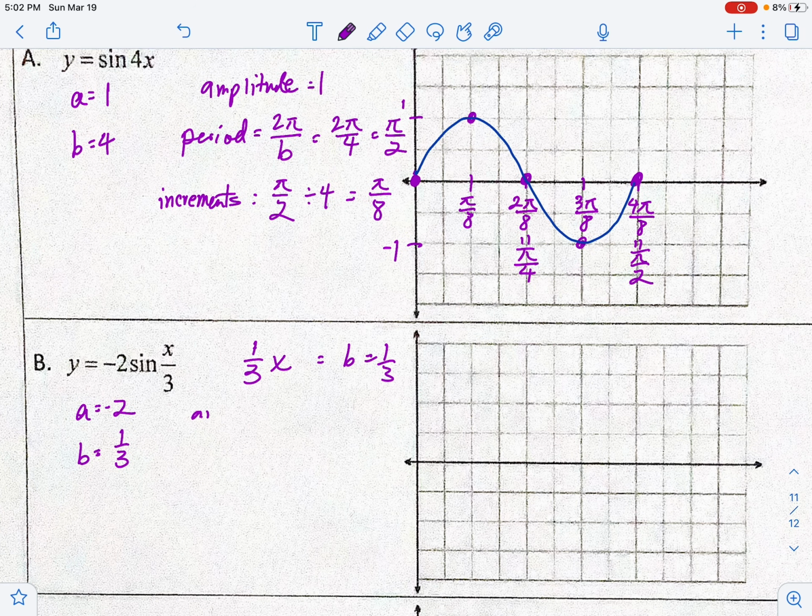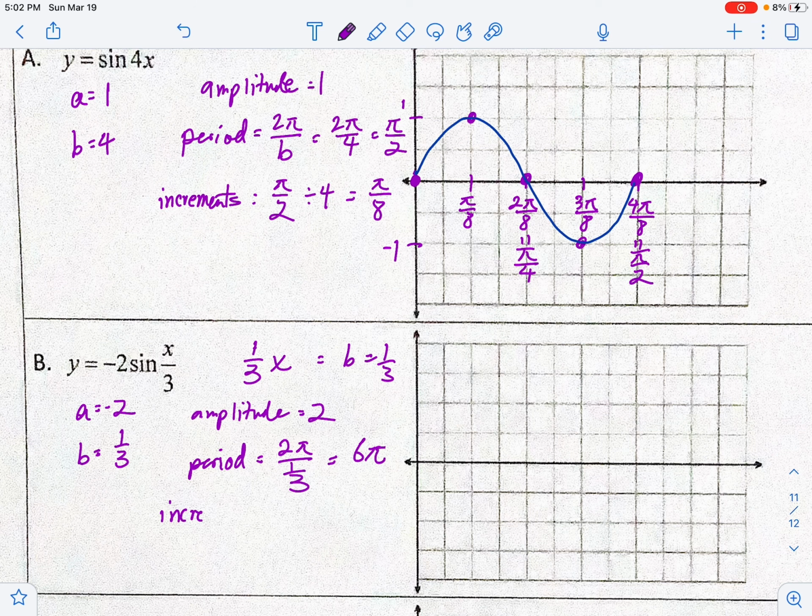So amplitude will be a distance of 2 from the middle of the graph. My period will be 2 pi divided by 1/3. Again, that would be like a keep change flip, dividing fractions, and you should get 6 pi for a full period.